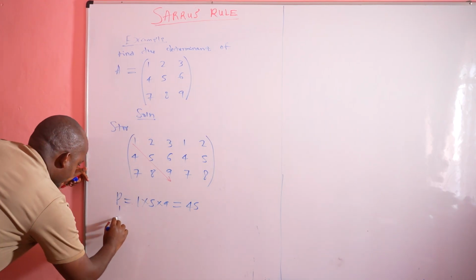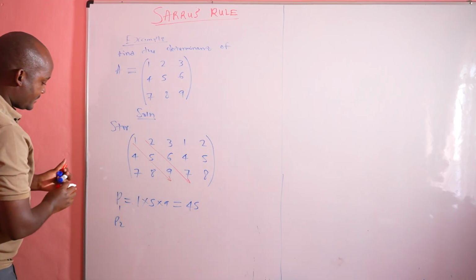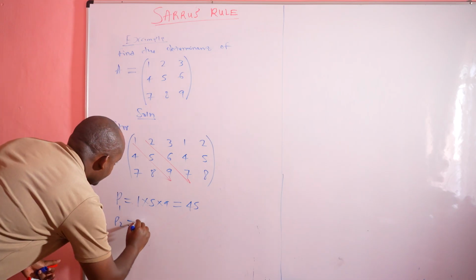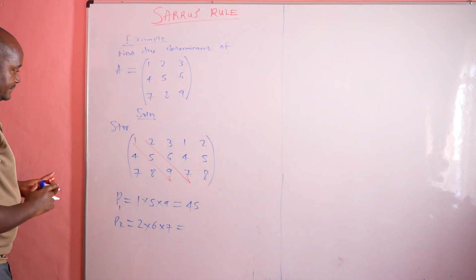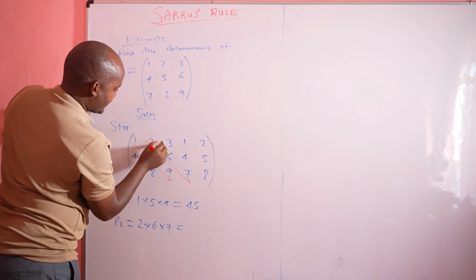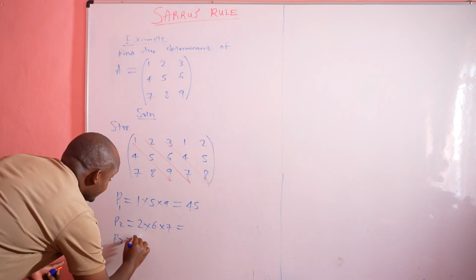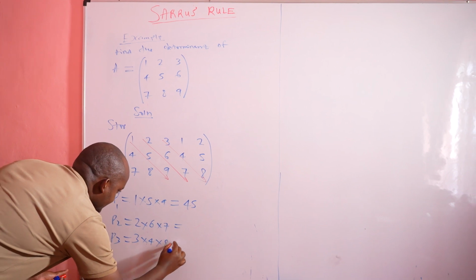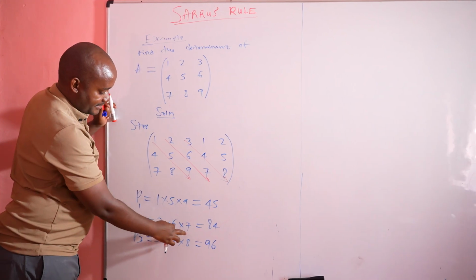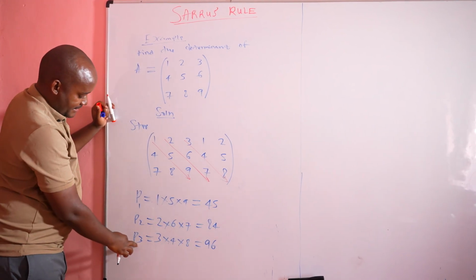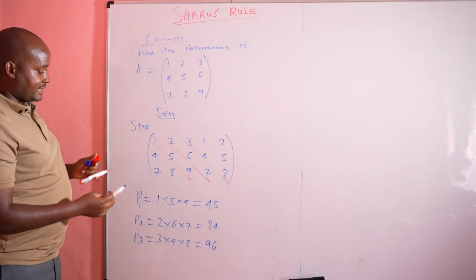45. Our P2, it will be this diagonal here. So in this case you multiply 2 times 6 times 7. Our P3, it will be this diagonal here, which will be equal to 3 times 4 times 8. So the product P2, it will be 2 times 6 times 7, which equals 84. P3, it will be 3 times 4 times 8, which equals 96.